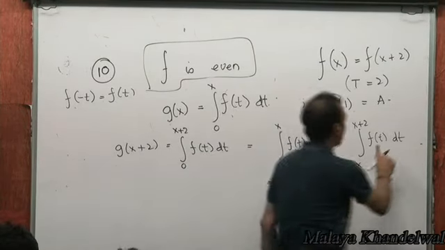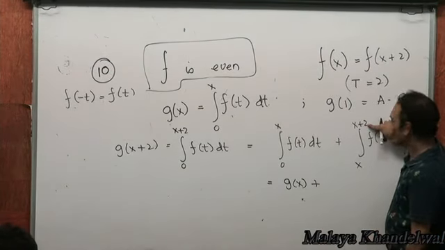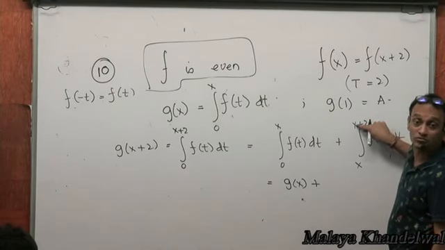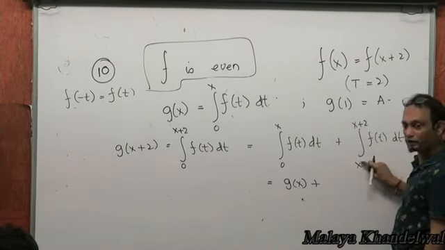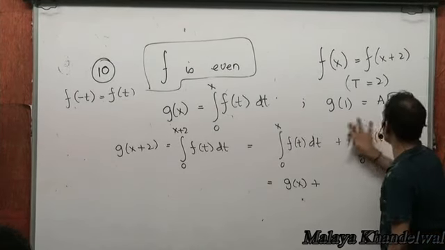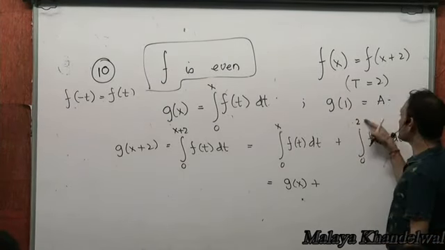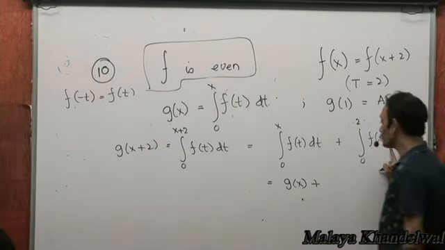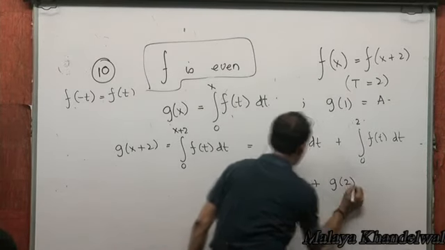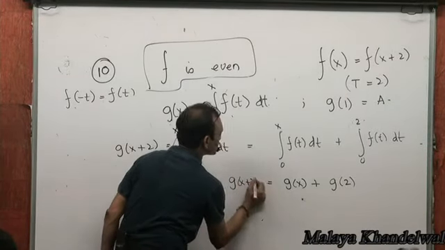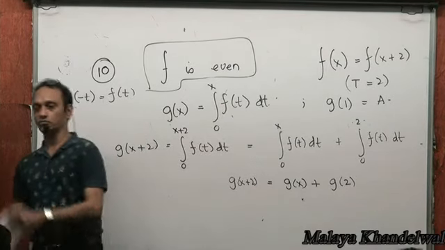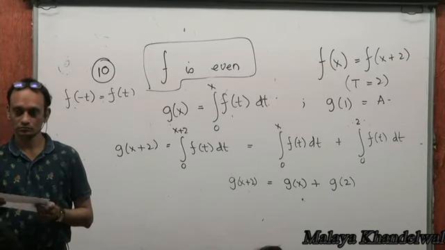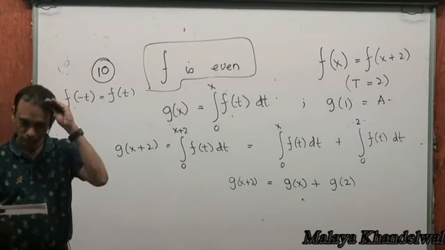Now, f has a periodicity 2, so the second integral must be independent of x. I can plug in x equal to 0, because this is independent of x. And when I use x equal to 0, this will become g(2). So this is what we set out to prove: g(x + 2) minus g(x) is g(2).